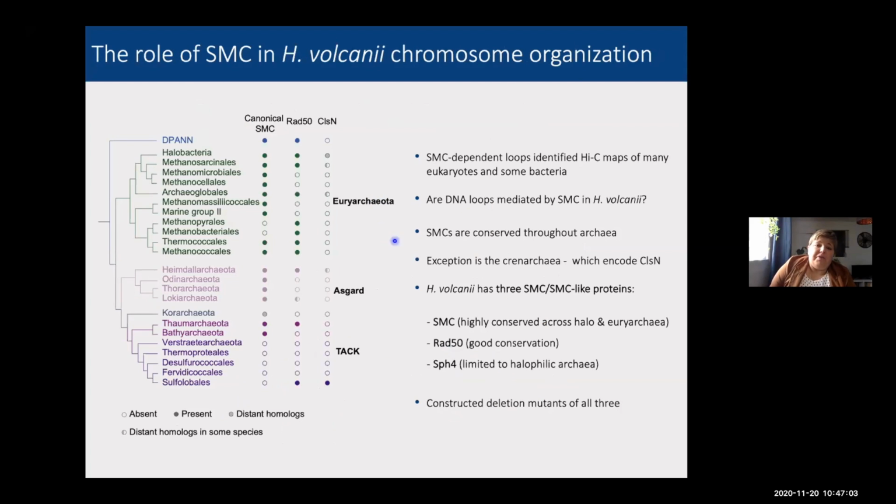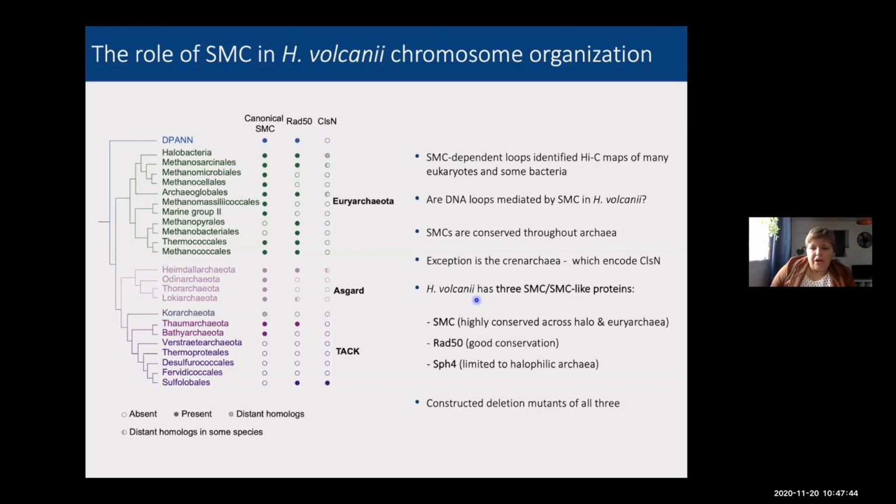So because we'd seen these loops and the link with transcription, and it's been shown before that SMC-dependent loops have been identified in eukaryotes and in some bacteria, we asked the question, are these loops mediated by SMC in Haloferax? The SMCs are really conserved in the archaea. So for example, there are three SMC or SMC-like proteins in Haloferax volcanii. The SMC protein itself is conserved throughout the Euryarchaea, the Asgard, and some of the TACK. The Rad50 is mostly confined to the Euryarchaea, and Sph4 seems to be strictly kept to the halobacteria.